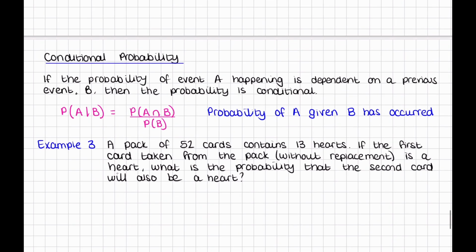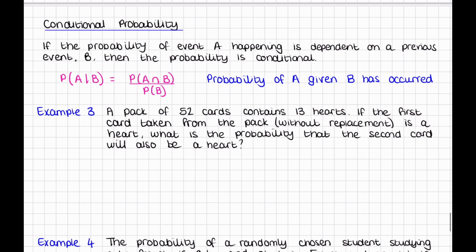Next, we're going to look at conditional probability. If the probability of event A happening is dependent on a previous event B, then the probability is conditional. So we have this rule, and it's the probability of A line B. How we say that is the probability of A given B. That's what that means. The line basically means given. So in the wording here, it's A given B. And the formula for that is the probability of the intersection of A and B divided by the probability of B.